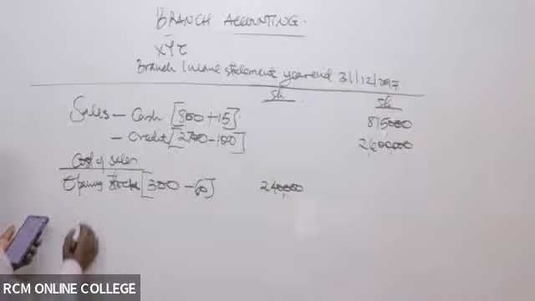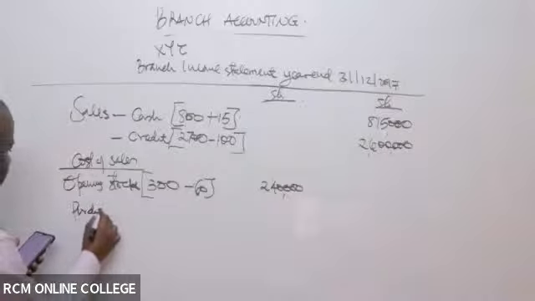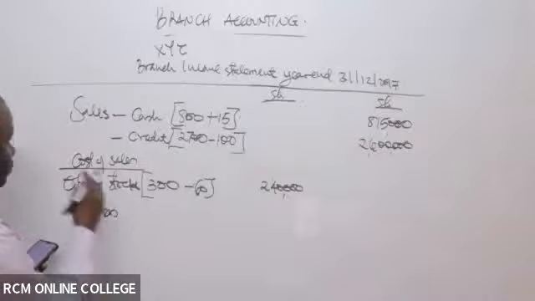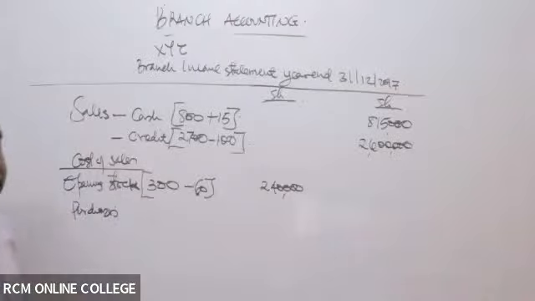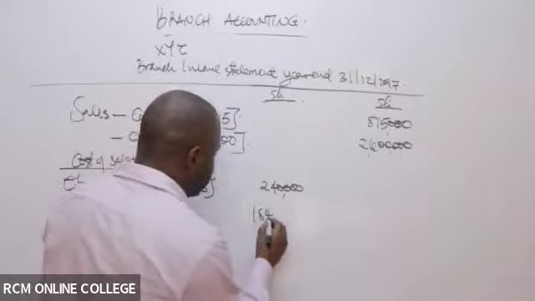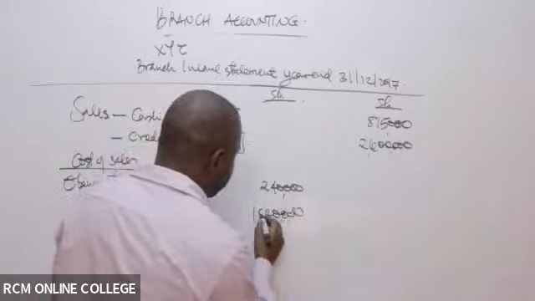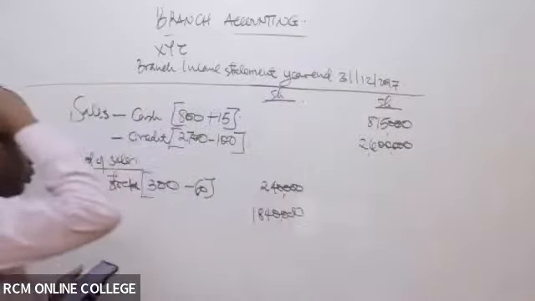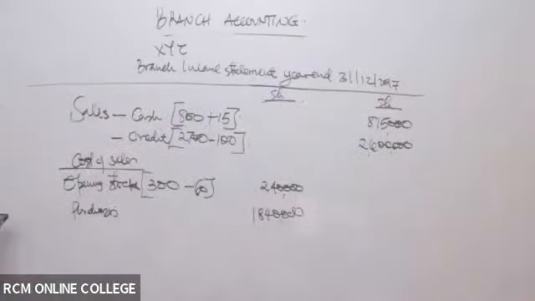Then of course you add purchases. Remember the purchases here. We've been able to balance the goods sent to the branch account, and we've been able to get our purchases as 1,840,000 from the goods sent to the branch. Then we need to less what? The closing inventory.